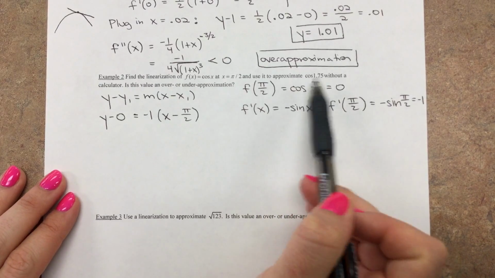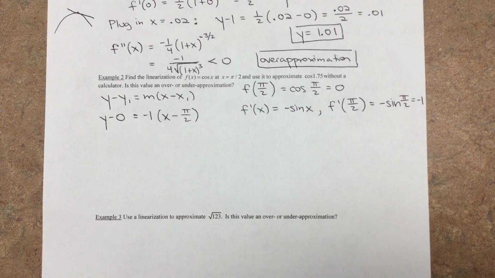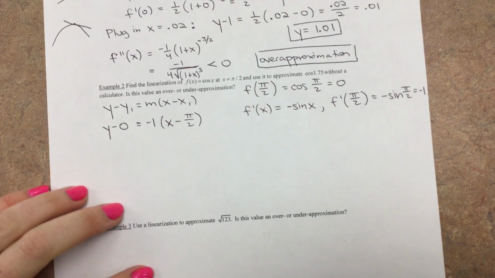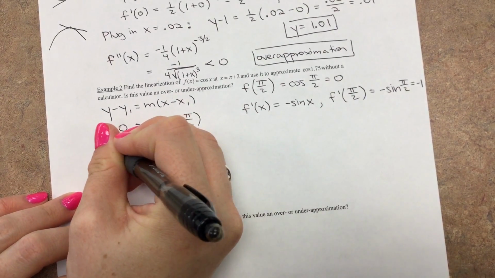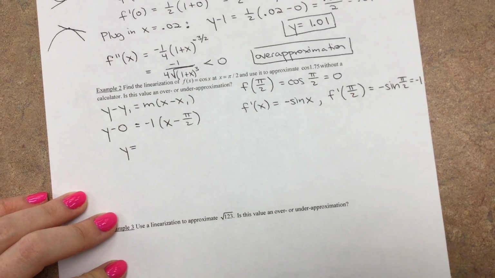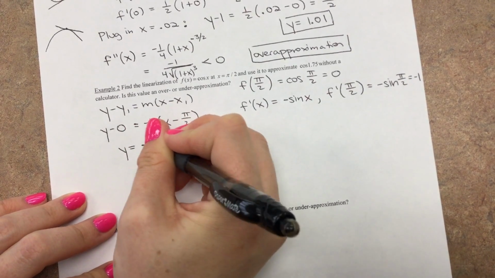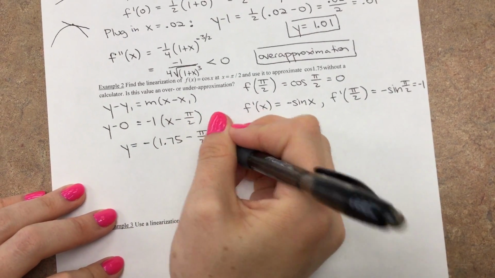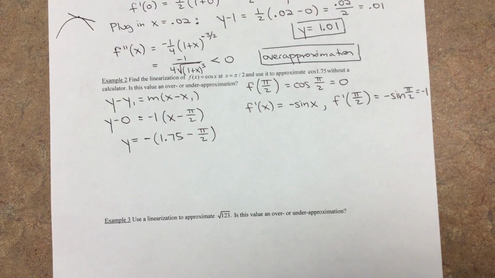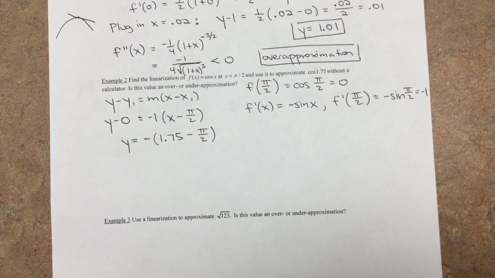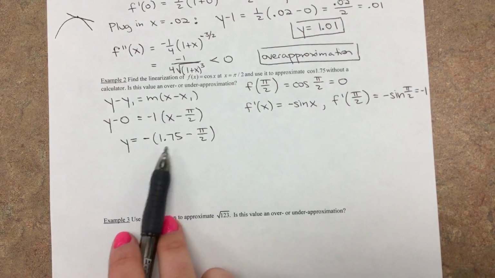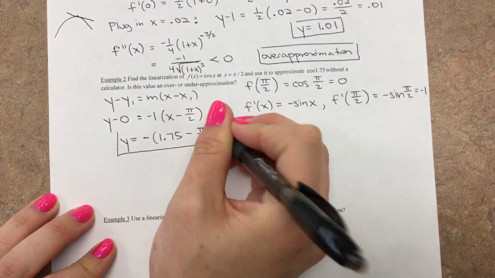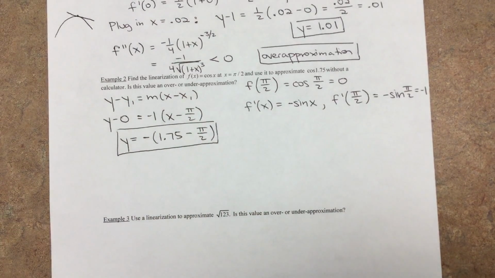Then it says use it to approximate the cosine of 1.75. So we can plug in that 1.75 and see what we end up with. We would have y, and I don't have to write the minus 0, and then negative 1 times 1.75 minus pi over 2. As ugly as this looks, it specifically says without using a calculator. If I don't have a calculator on me, I would have no idea what this weird irrational number would come out to be. So we're actually going to leave it. This is considered to be an exact value, which I know is a little bit strange.